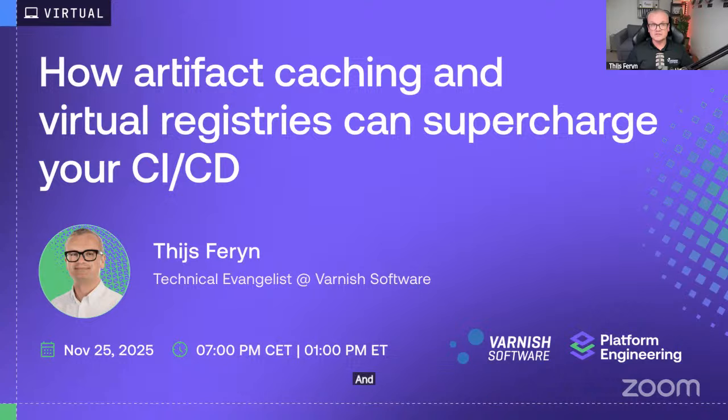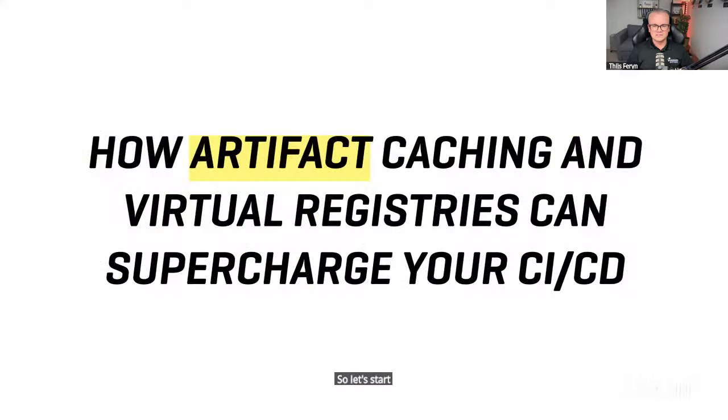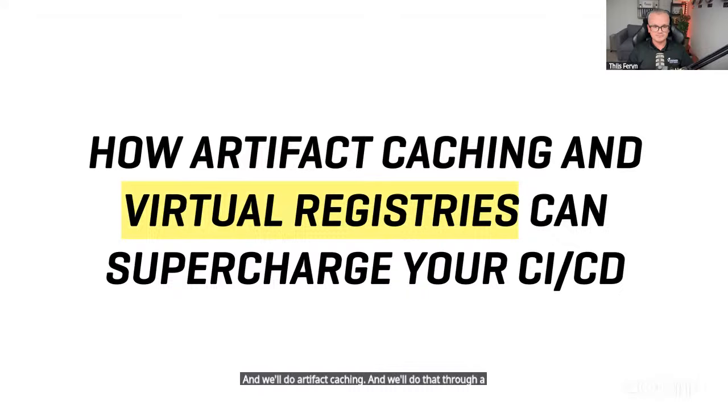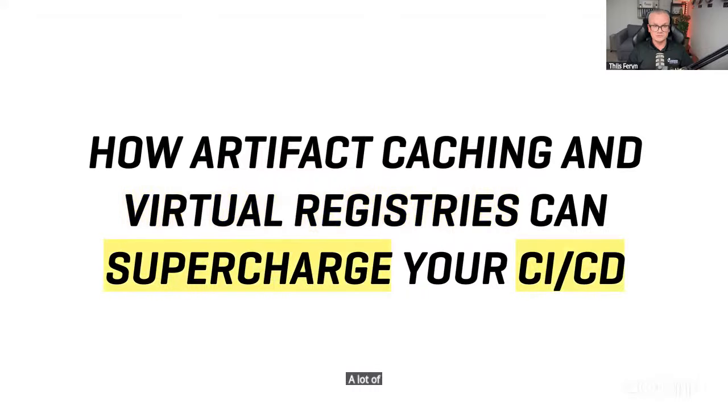So if you look at the title, you'll see that it's called How Artifact Caching and Virtual Registries Can Supercharge Your CDN. So what is that all about? Let's start with this word, artifact. And we'll do artifact caching, and we'll do that through a virtual registry. A lot of buzzwords already, and we'll use that to supercharge CI/CD. Whew, it's quite a mouthful. So let's break it down for a second.